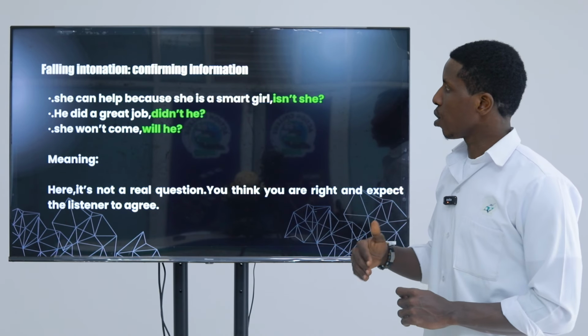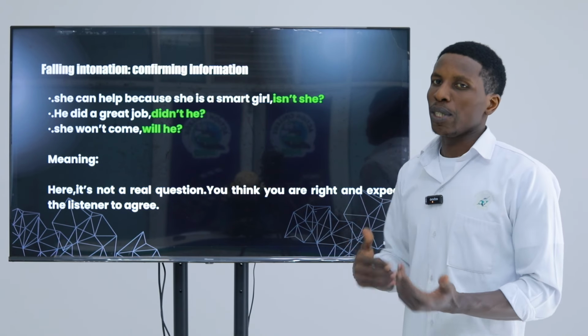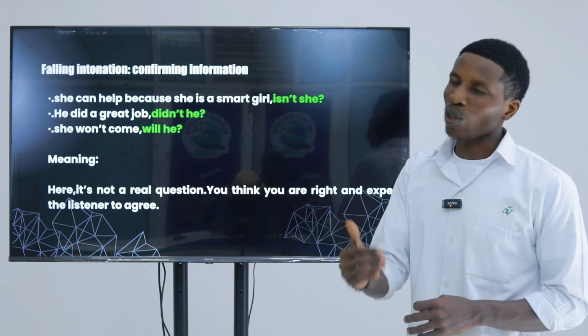She can help because she's a smart girl, isn't she? It means I'm sure, and I know that you too, you know that she's smart.